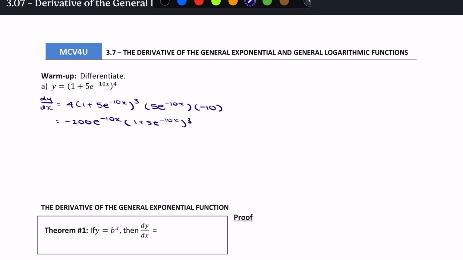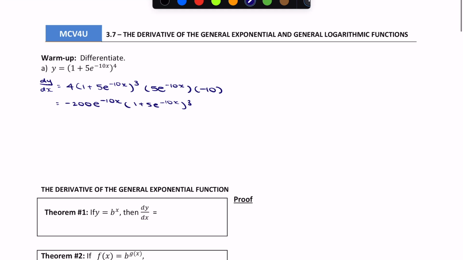Here, if we make it so that they're all positive exponents, we'll get negative 200 over e to the power of 10x, times (1 plus 5 over e to the power of 10x), and that's all to the power of 3.